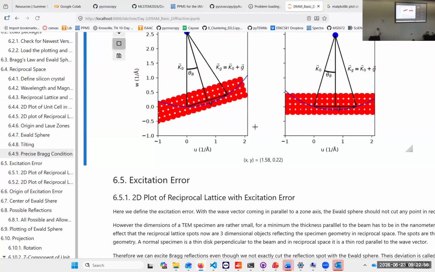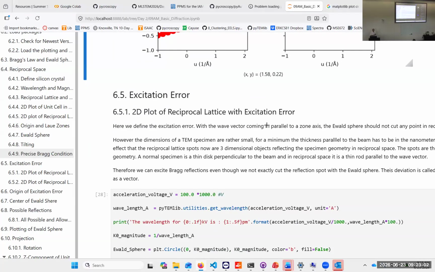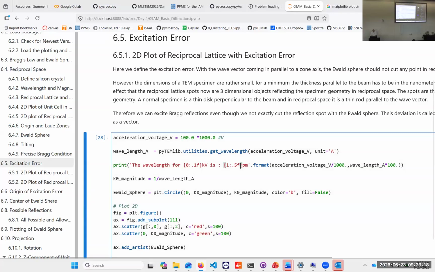And now we come to the interesting part. It's excitation error. Because if we look at the diffraction pattern, you will see that in electron diffraction, even if we are perfectly in zone axis, we have a lot of spots. So we get these spots even though we have.